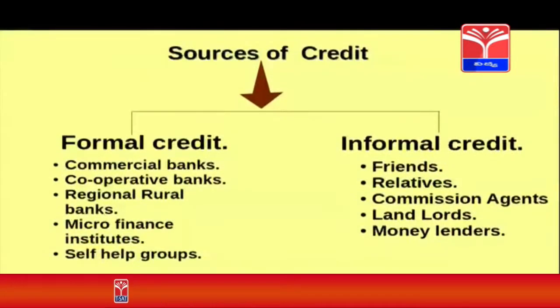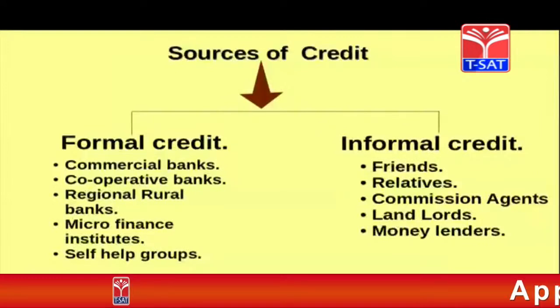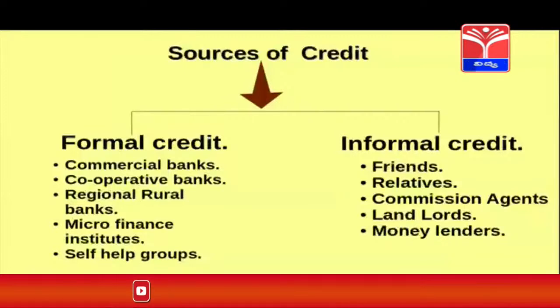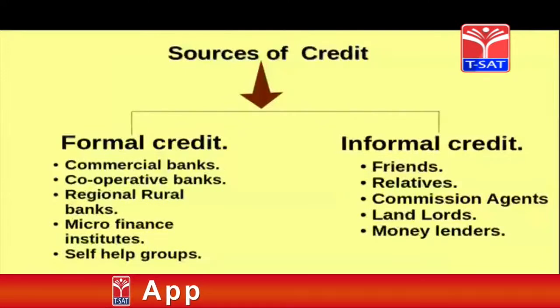Now in this picture you can see the sources of credit, formal and informal. In the formal sector credit, you can see commercial banks, cooperative banks, regional rural banks, microfinance institutions and even self-help groups. In the informal sector of credit, we can borrow money from friends, relatives, commission agents, landlords and moneylenders in our village. If we borrow money from these sources, this is called informal credit.